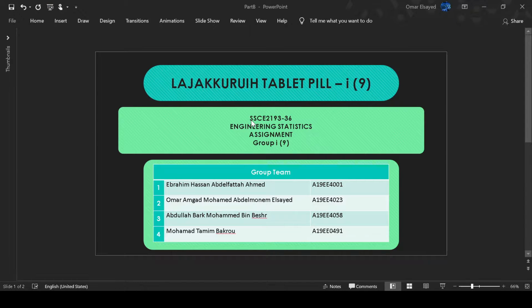This is Group I from Engineering Statistics doing the assignment of tablet pill number I. Our team members are the following. Abdullah will be presenting part A. I, Omar Amgad, will be presenting part B. Muhammad will be presenting part C. And Ibrahim will be presenting part D.